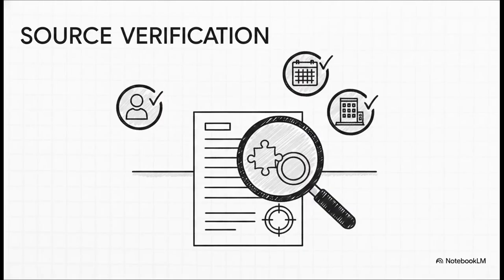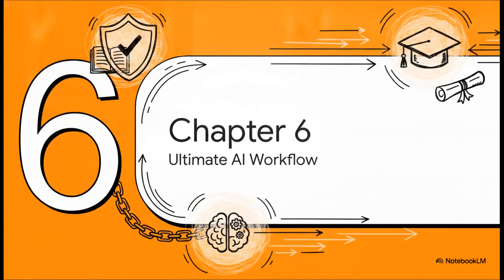Before you ever hit that submit button, you have to manually check your source list. You need to confirm the author, the title, the publication date, and the publisher. But most importantly, and people miss this all the time, you need to confirm that the source actually supports the specific sentence you just wrote, because a source can be 100% real, but still have absolutely nothing to do with your claim. All right, let's pull all of this together in Chapter 6, the ultimate AI workflow.